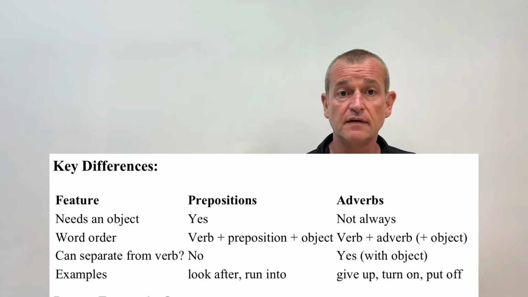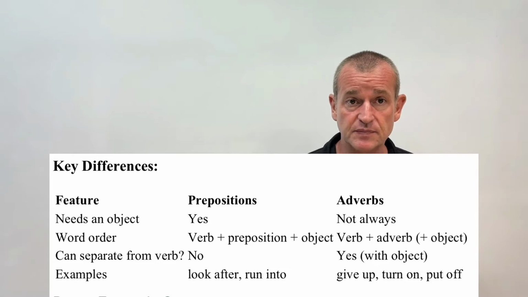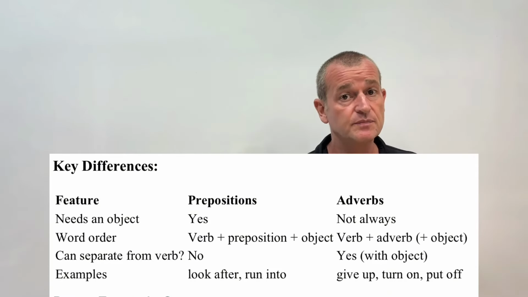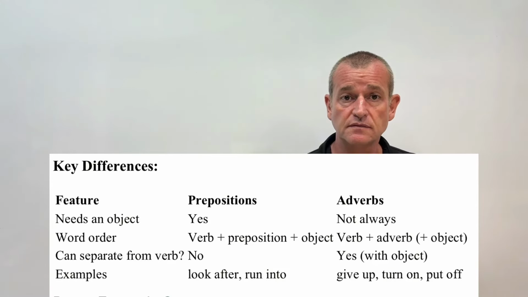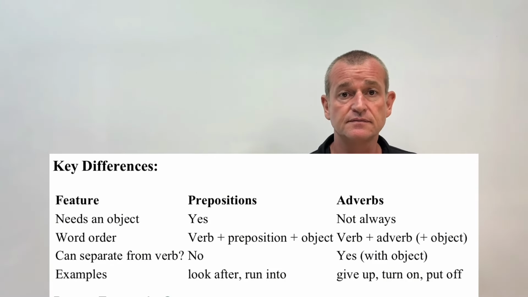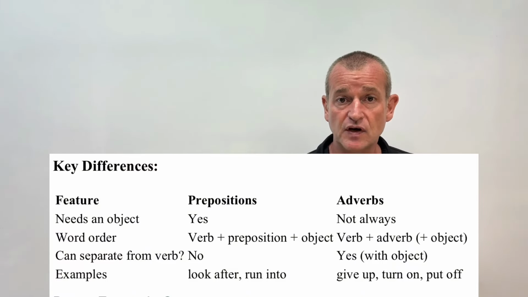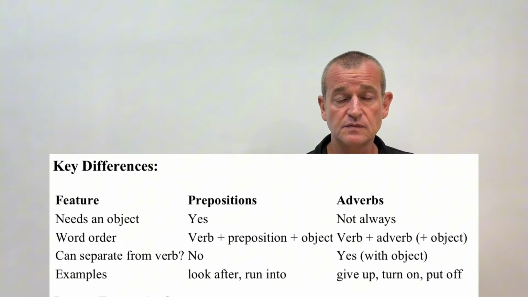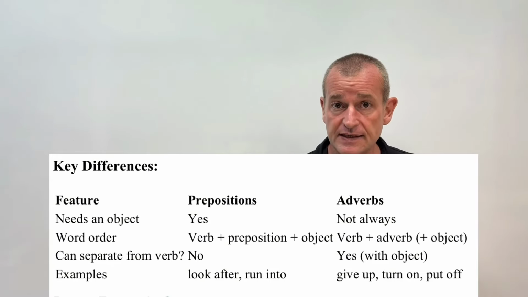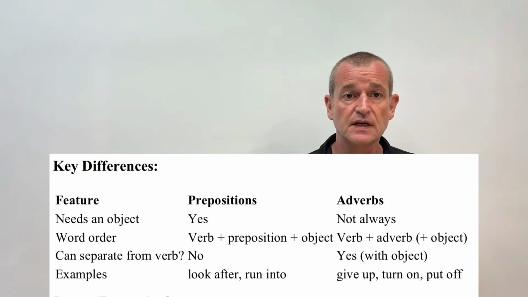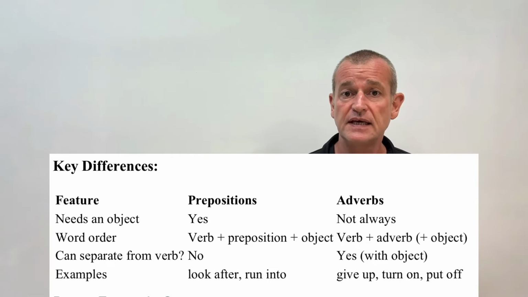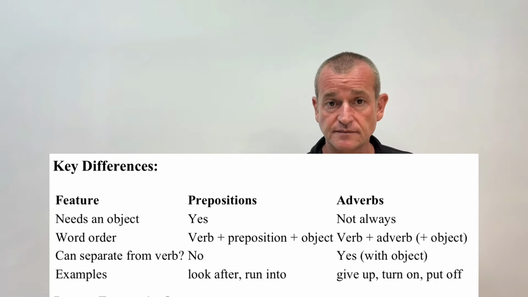Key differences. As you can see on the screen, we've got feature, prepositions, adverbs. The feature needs an object, preposition yes. Adverbs not always. Word order, verb, preposition, object. Verb, adverb, object if needed. Can we separate the form of the verb? Preposition, no. Adverb, yes, when we use an object. Examples, preposition, look after, run into. Adverbs, give up, turn on, put off.